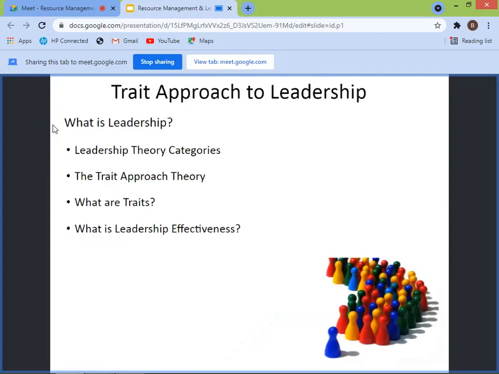So the question now I'm going to ask is, what is leadership? Which I've been asking already. Leadership theory categories and the trait approach theory. And what are traits? And what is a leader's effectiveness? It is very important to have effective leadership for the company to be successful, the organization to be successful, the individual to be successful.